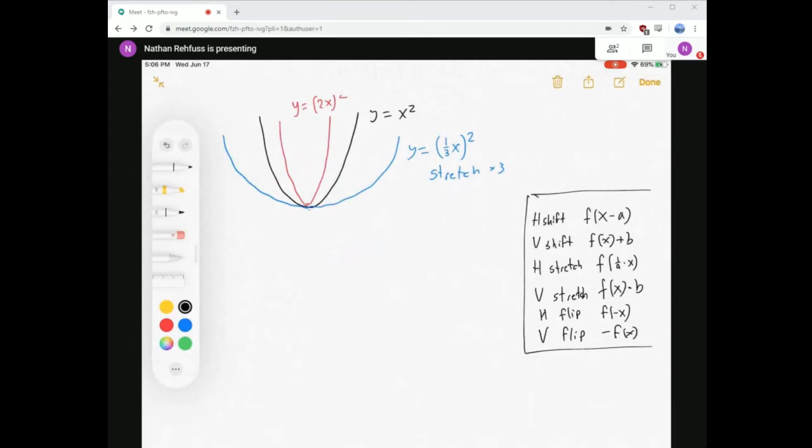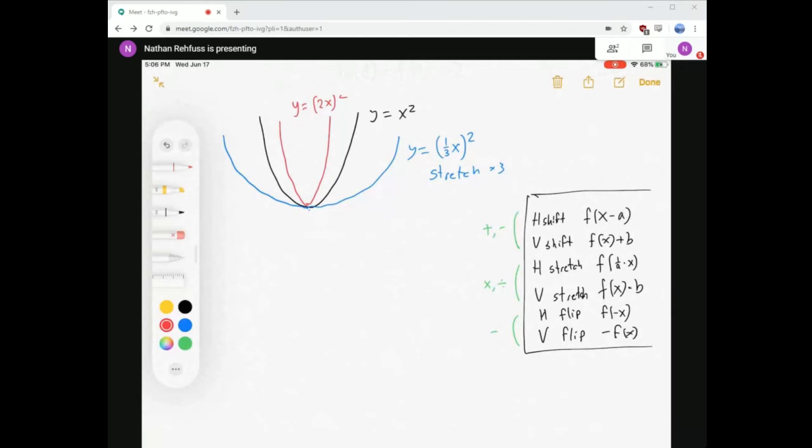Some patterns. The shifts are based on addition and subtraction. The stretches are based on multiplication and division. And the flips are just a minus sign. So that's one pattern. Here's the other pattern.